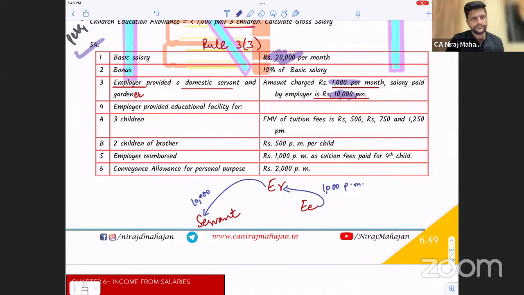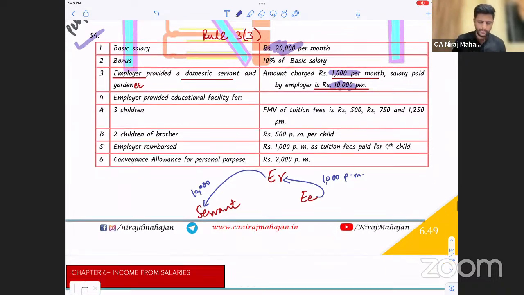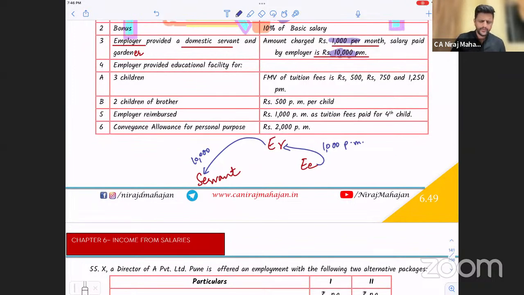Can we go ahead, everybody? Yes? Chalo. We'll write all of that, don't worry. Employer provided education facility for 3 children of the employee. Then 2 children of the brother of employee. And there is 4th child also. Employer reimburses his fees. Tuition fees for the 4th child reimbursed. Okay, clear? All of you?